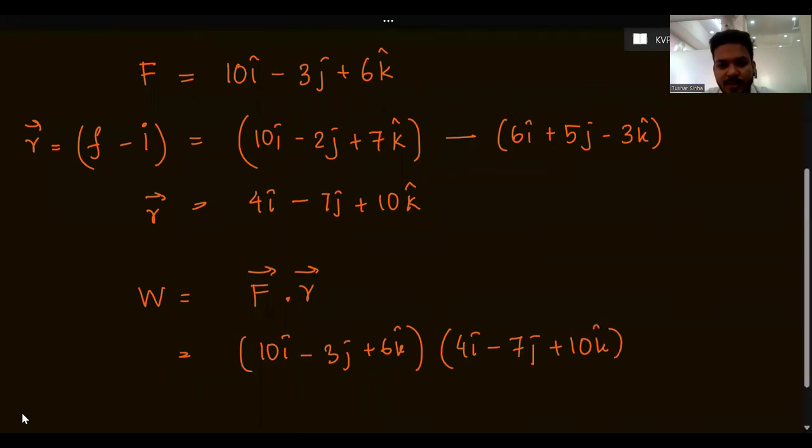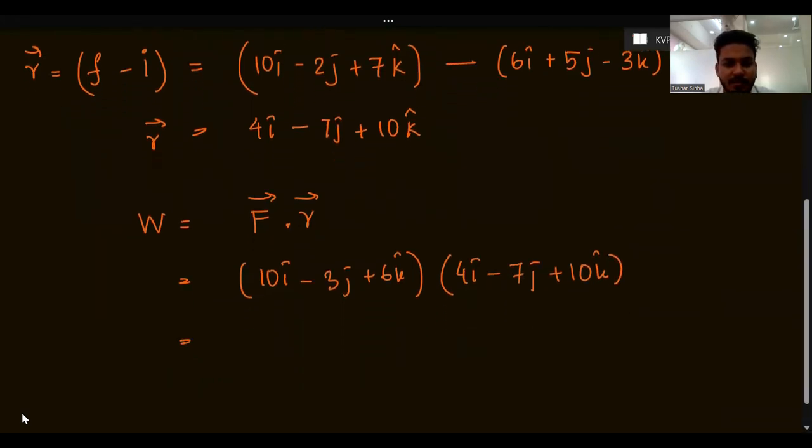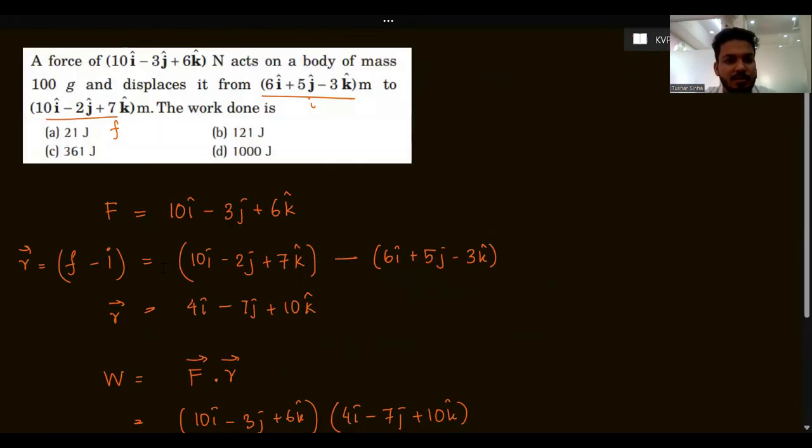When I dot it, I simply multiply the coefficients. 10 fours are 40, minus 3 times minus 7 is plus 21, plus 6 times 10 is 60. So the answer would come out to be 121 joules. B is the correct option here. Let's move on to the last question.